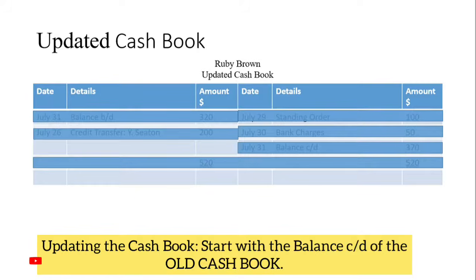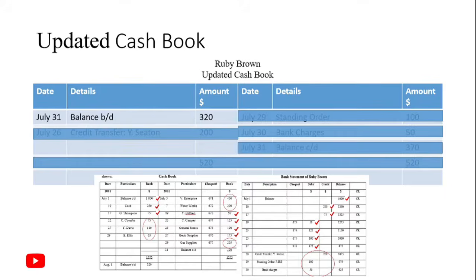The old balance on the cash book was 320, so that is what we start with. The balance carried down on the old cash book was on the credit side, but we put it on the debit side because we are bringing it forward. All right, so you start with that. And this way of doing the updated cash book is what I like to call the short way.